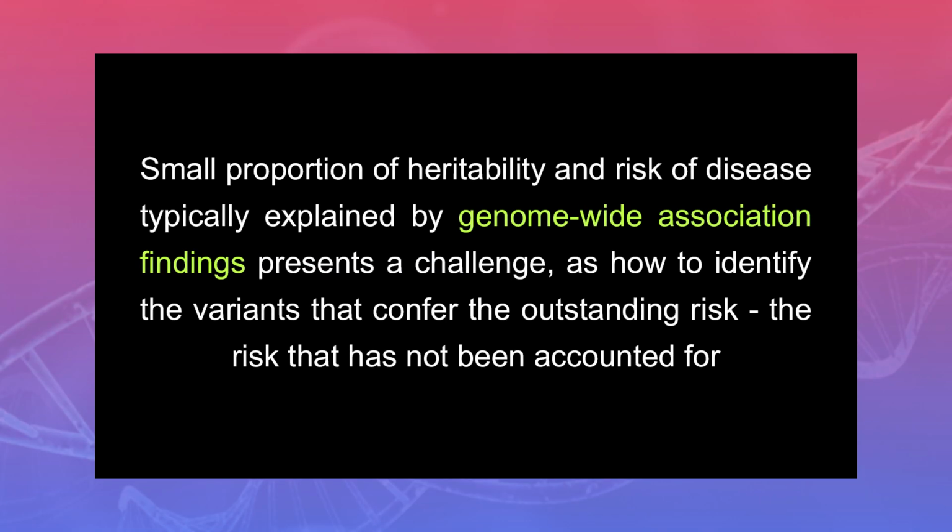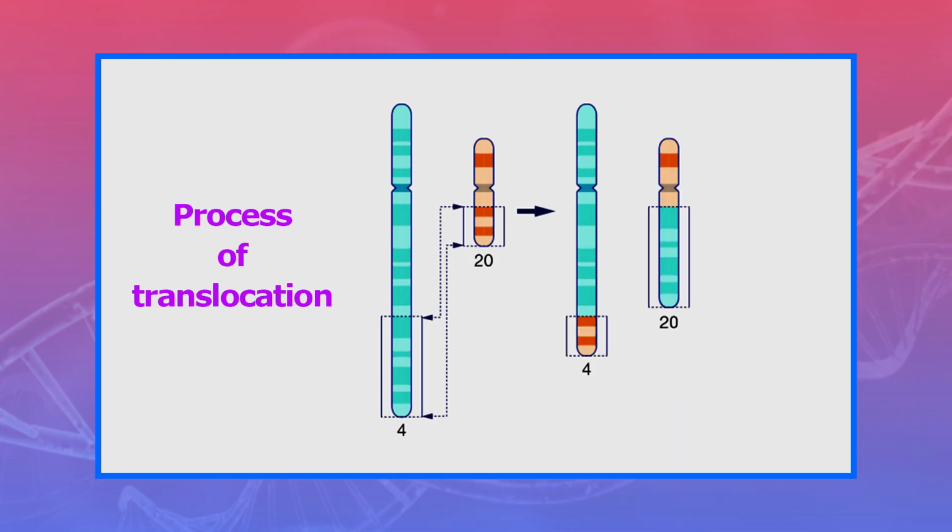The small proportion of heritability and risk of disease typically explained by genome-wide association findings presents a challenge as to how to identify the variants that confer the outstanding risk, the risk that has not been accounted for. Large genome-wide association studies that identify more variants are likely to identify variants with even smaller effect sizes. The importance of structural variation, including copy number variants, inversions, and translocations, is an active area of investigation.